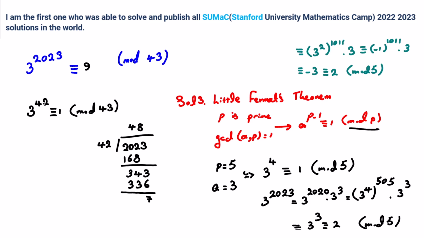When we multiply 42 threes, 7 is left. So we know that this part should be 3 to the 7, right? Yeah. Agreed. So now let's calculate 3 to the 7. We know 3 to the 4 is 81, right? Yes. 81 mod 43 is what? 38. Or negative?